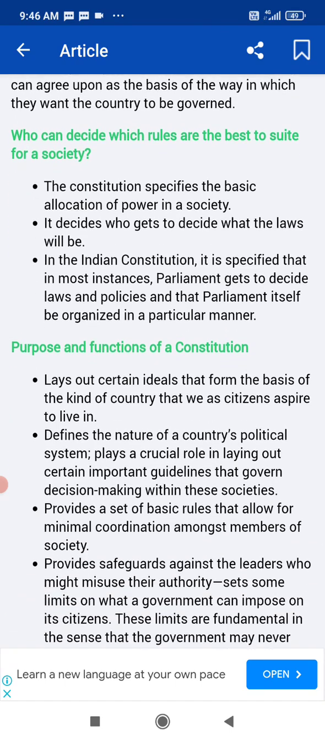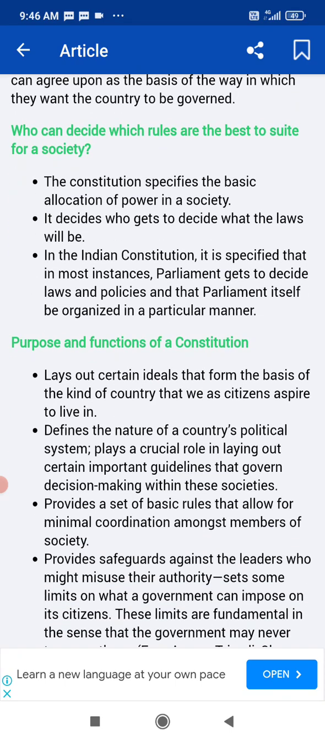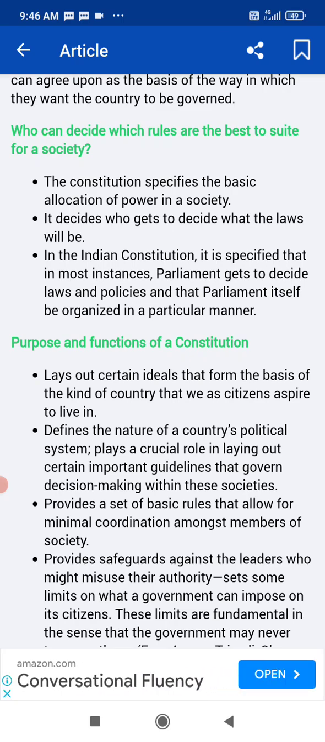The constitution specifies the basic allocation of power in a society. It decides who gets to decide what the laws will be. In the constitution, it is specified that in most instances parliament gets to decide laws and policies, and that parliament itself be organized in a particular manner.